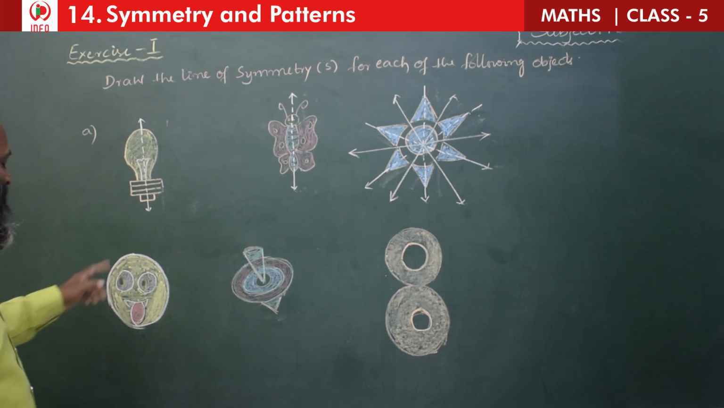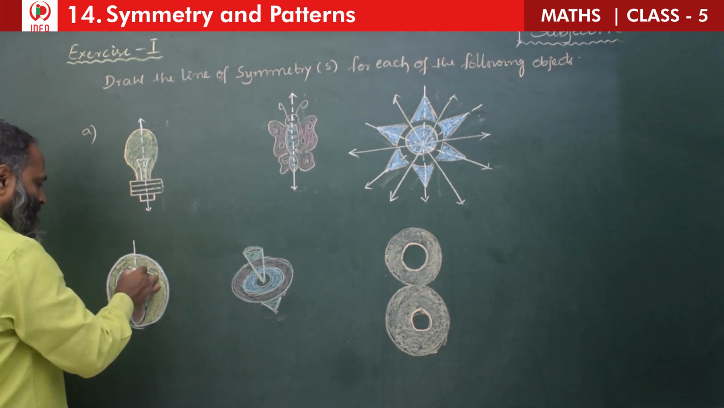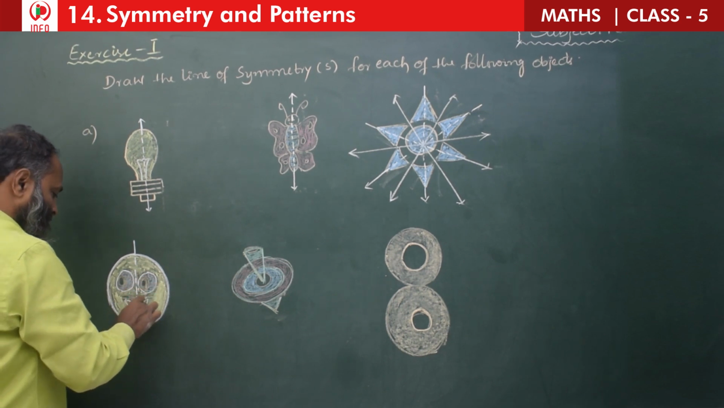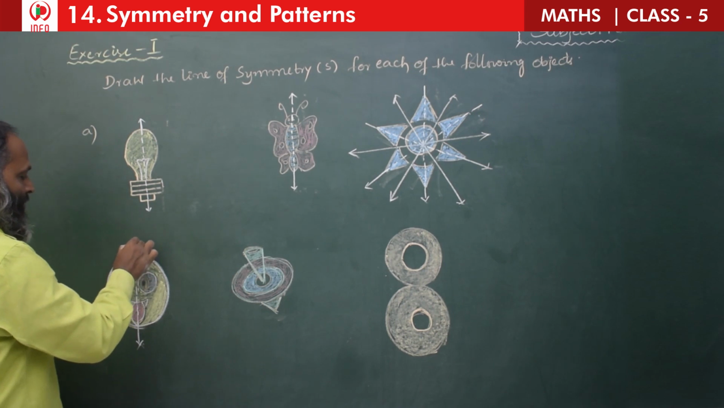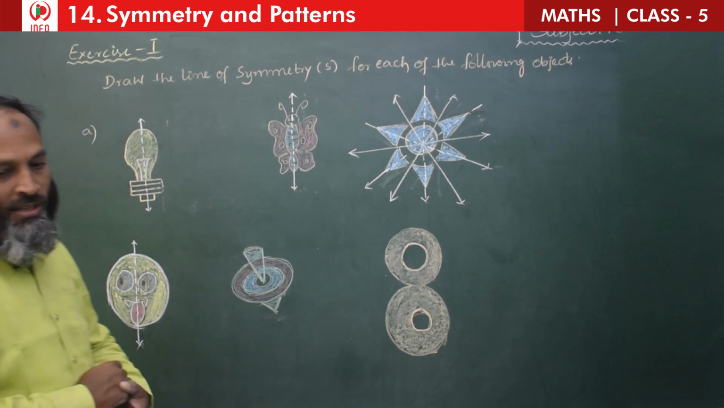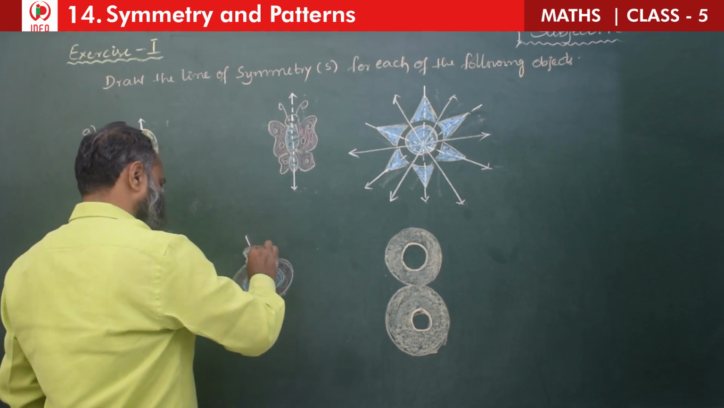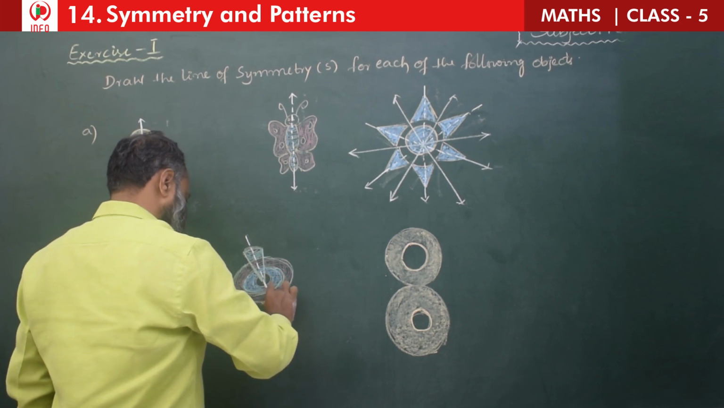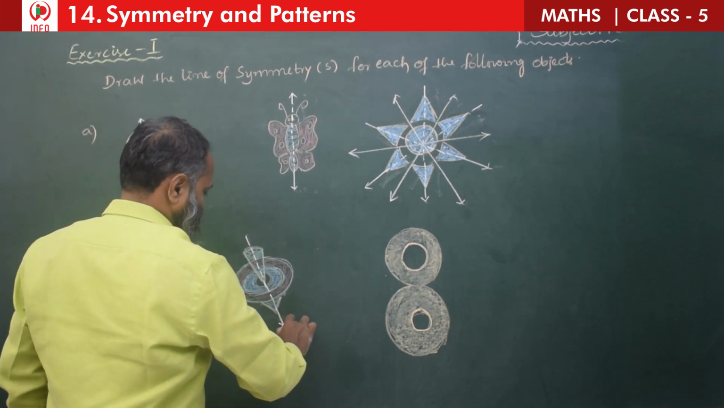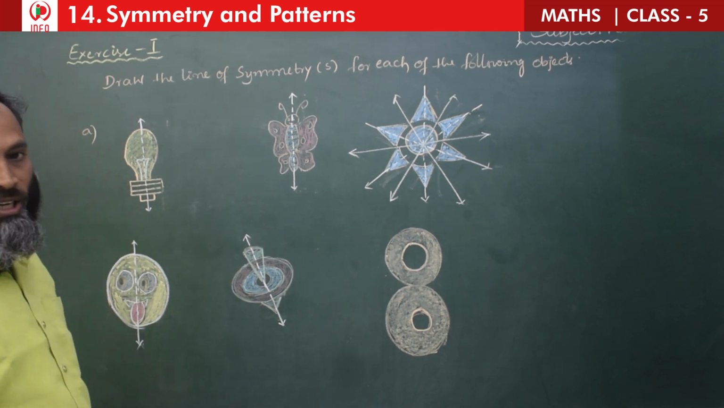For this face, we will get one line of symmetry, that is one vertical line of symmetry. Only one line of symmetry. For this spinner, we will get one line of symmetry, that is a slanting line. One slanting line is a line of symmetry. So only one line of symmetry you will get.